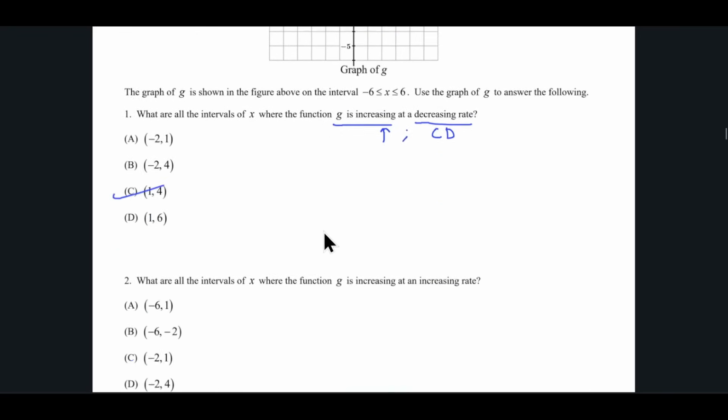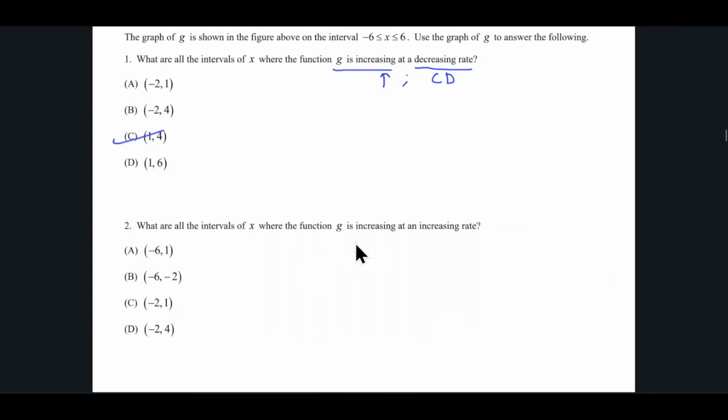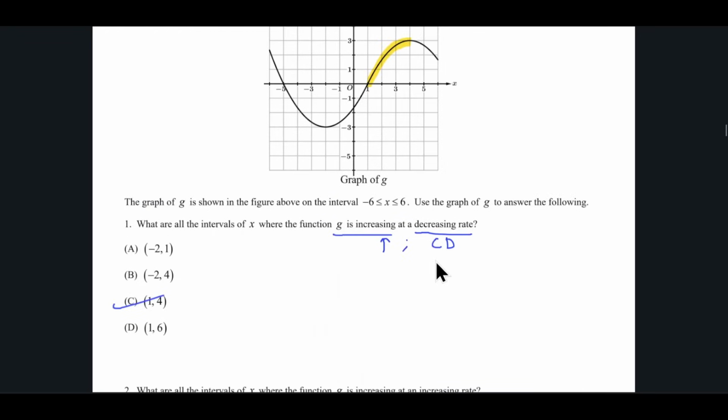We have another question for the same graph. Where is the function increasing at an increasing rate? Increasing rate obviously means that it is now concave up. So increasing with concave up. This is the decreasing portion. The increasing portion is this one, right? This one, and it is also smiling in nature.